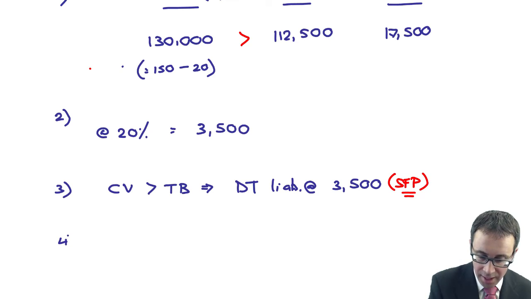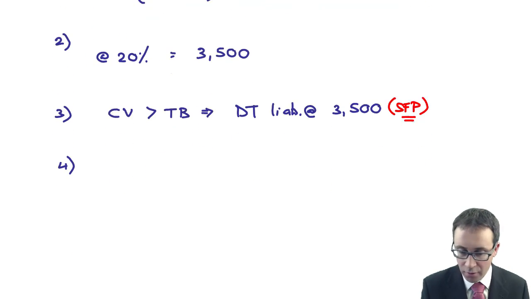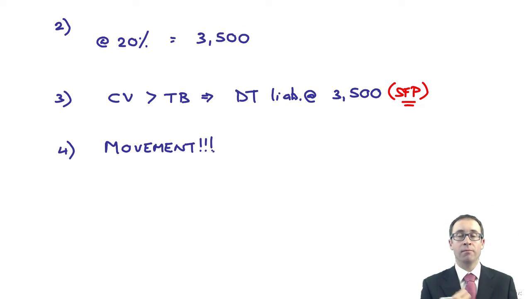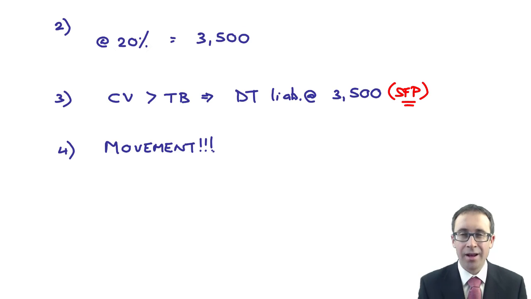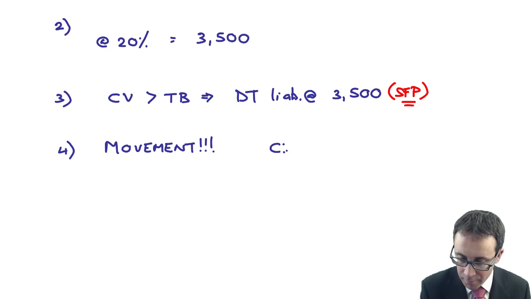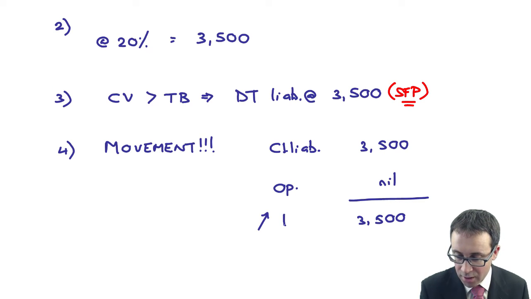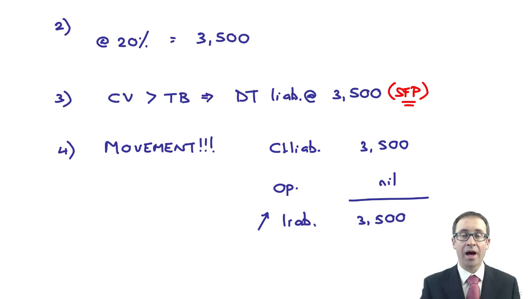Step number 4, that's the key bit, isn't it? And that's to go through there and look at the movement. So I'll put that in big block capitals. There's some exclamation marks because we then look at the movement that goes to profit or loss, doesn't it? A little bit excessive, I suppose, in this instance, but my closing liability is 3,500. My opening position was nil. So we have a 3,500 increase, don't we, in the liability.